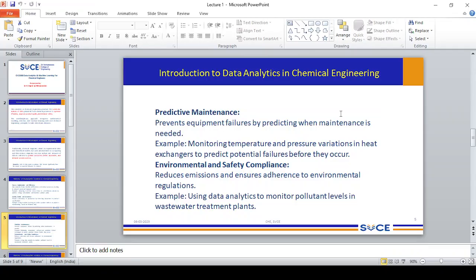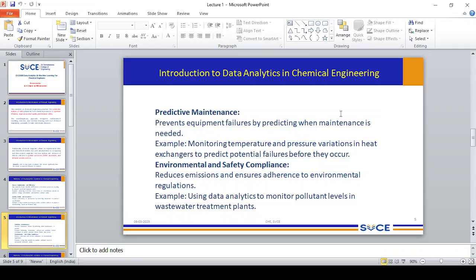if you are using a bike or car, you check the tire, and because of the wear and tear, it has been torn out, or it has become old. Obviously we say this needs to be replaced by new tires. Okay, so like that, it prevents equipment failures by predicting when maintenance is needed.